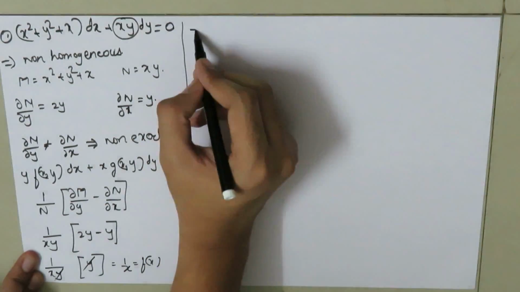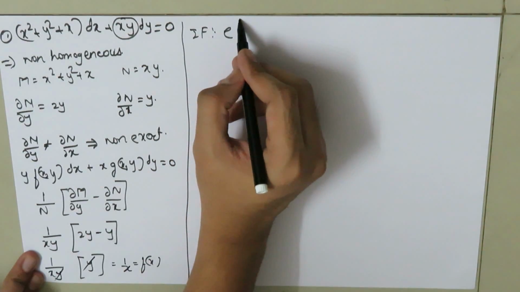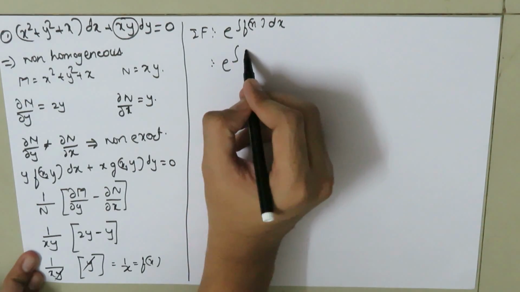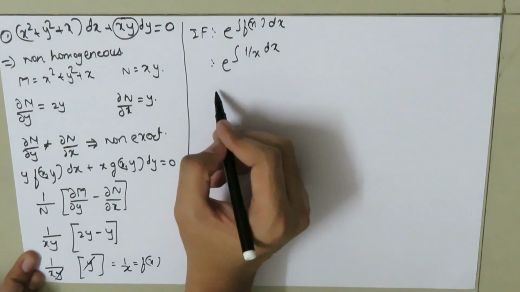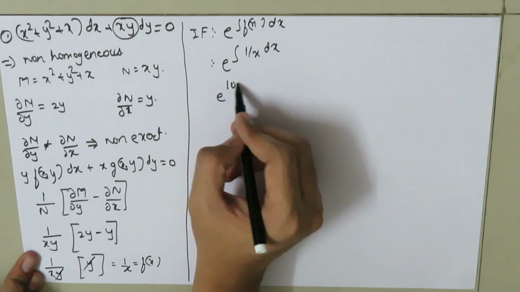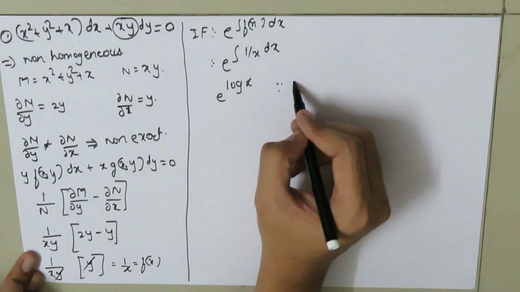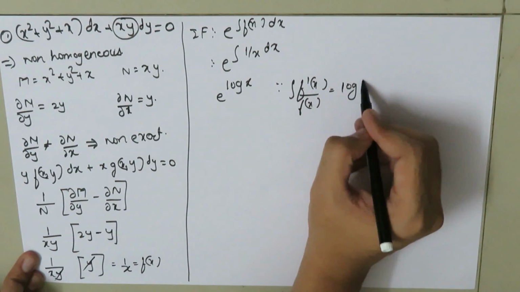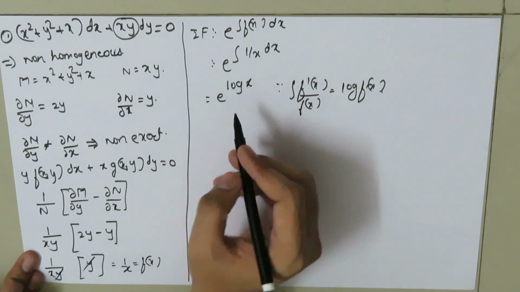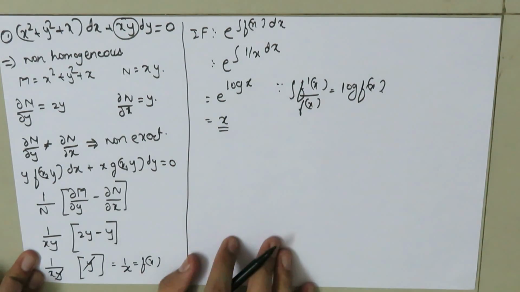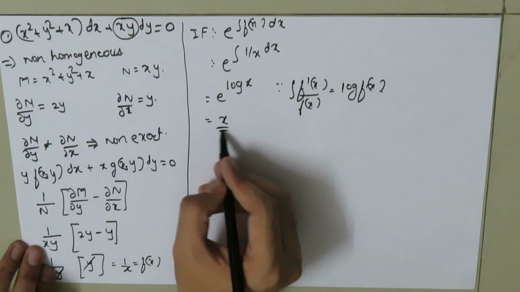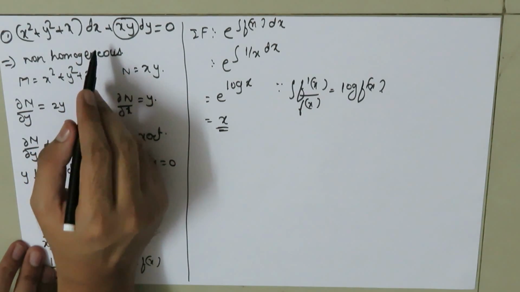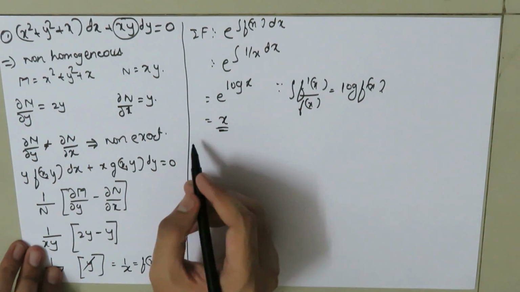Therefore our integrating factor will be equal to e to the power integral of f(x) dx. So e to the power integral of 1/x dx, which is equal to e to the power log x, since the integral of f'(x)/f(x) is log of f(x), and we can write this as x. When we multiply this integrating factor with the given non-exact differential equation, it will turn into an exact differential equation.